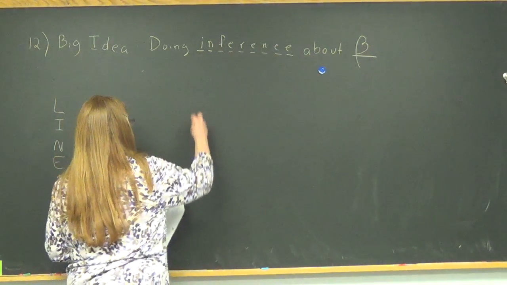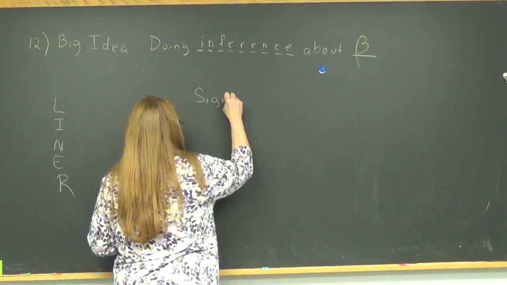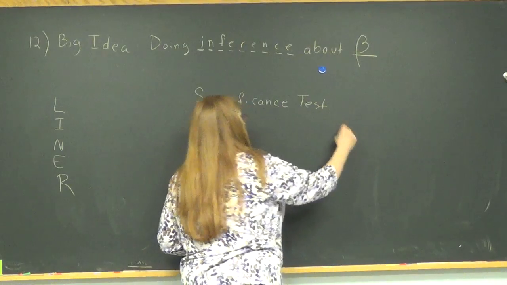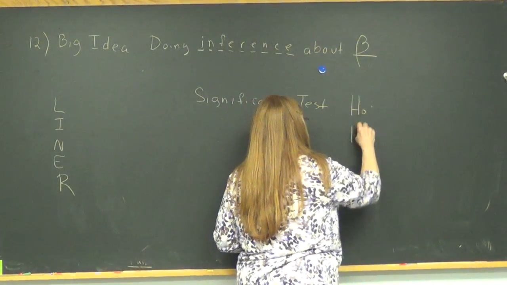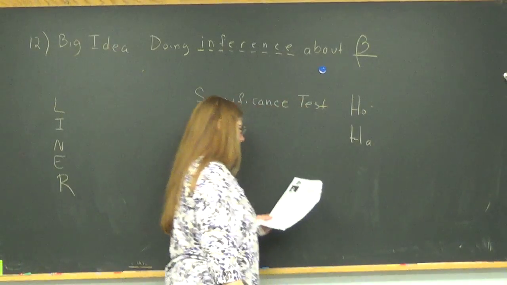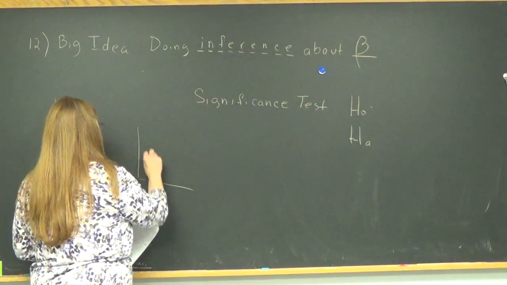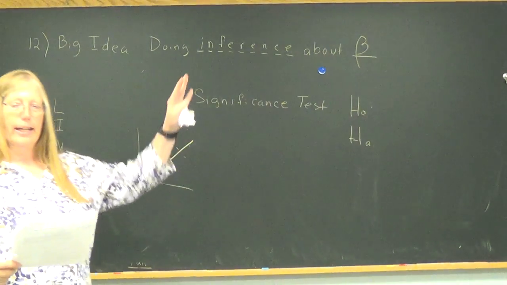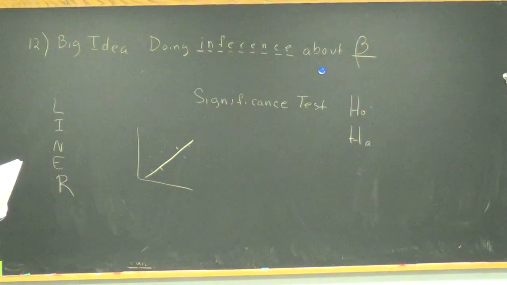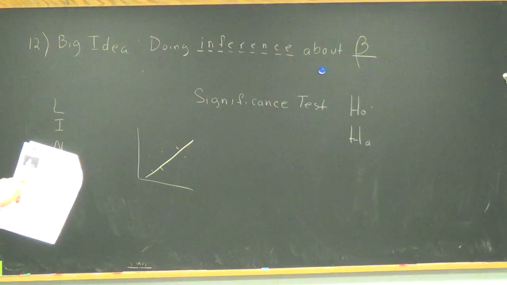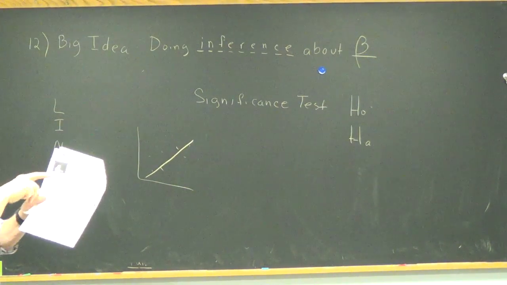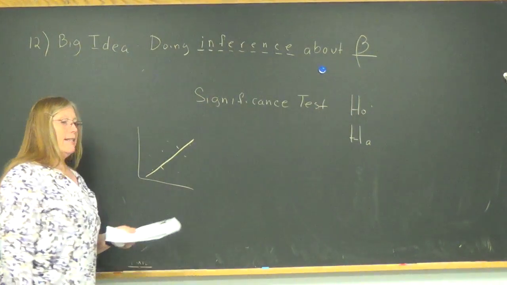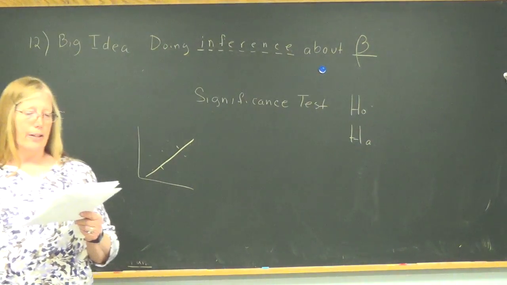Now we're going to do a test. So we're going to conduct a significance test. So we need to test something. So we need H sub O and H sub A. From the data, I see a lot of scatter, but a little bit of a flow, linearly, but not much. If you had not seen that regression line, would you have said there was a linear plot? No. It's pretty low on the R scale. But we're going to go ahead and test and see if there is a linear relationship or not.